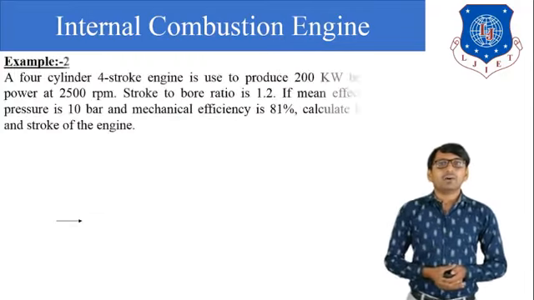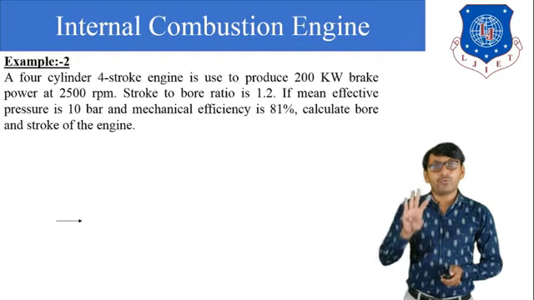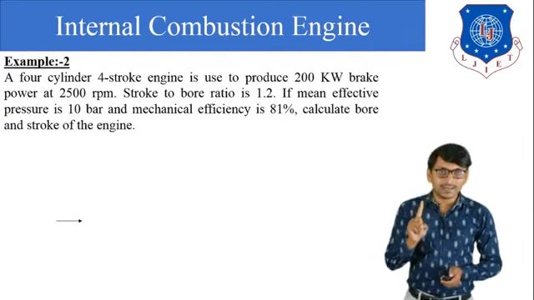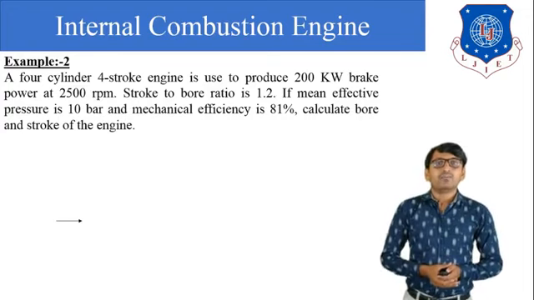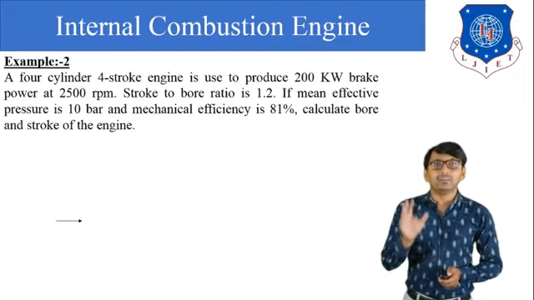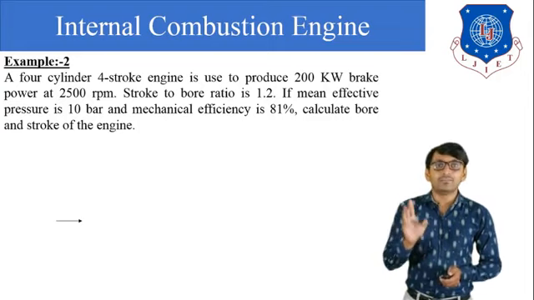Now, example number 2, that is also for a 4-stroke engine. This is an example of a 4-cylinder engine; the first example was for 1 cylinder. So a 4-cylinder 4-stroke engine is used to produce 200 kilowatt brake power. So in this example, brake power is already given.